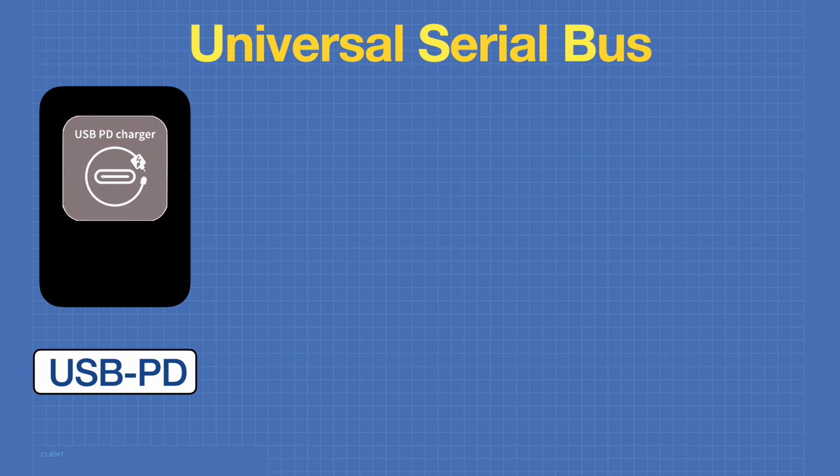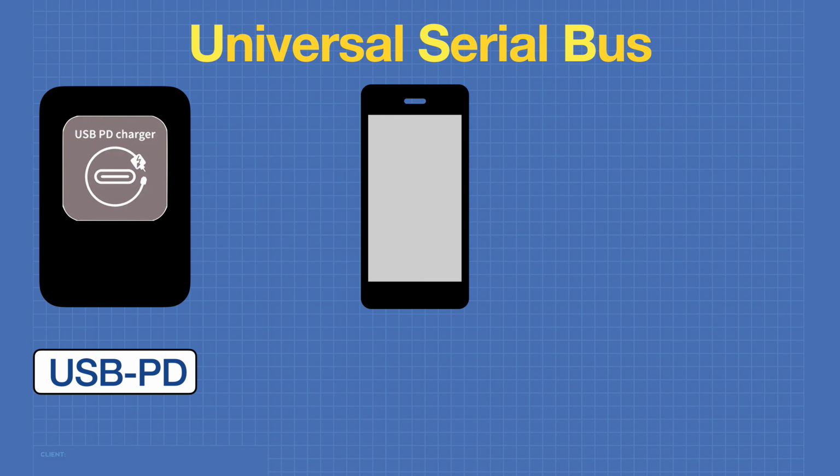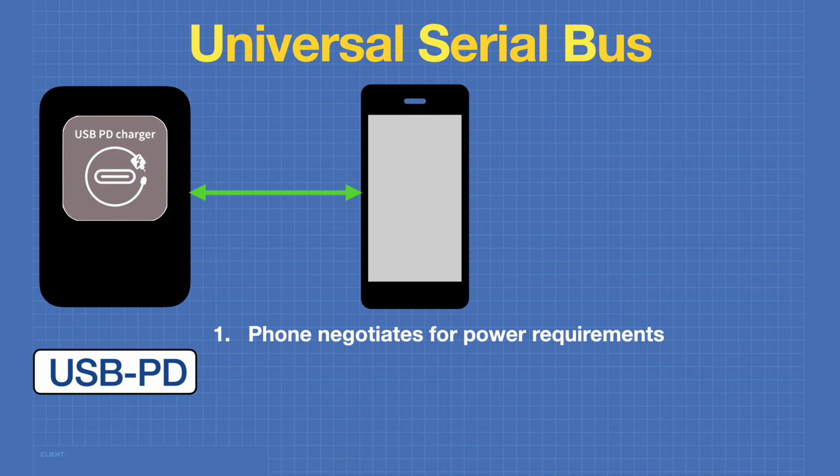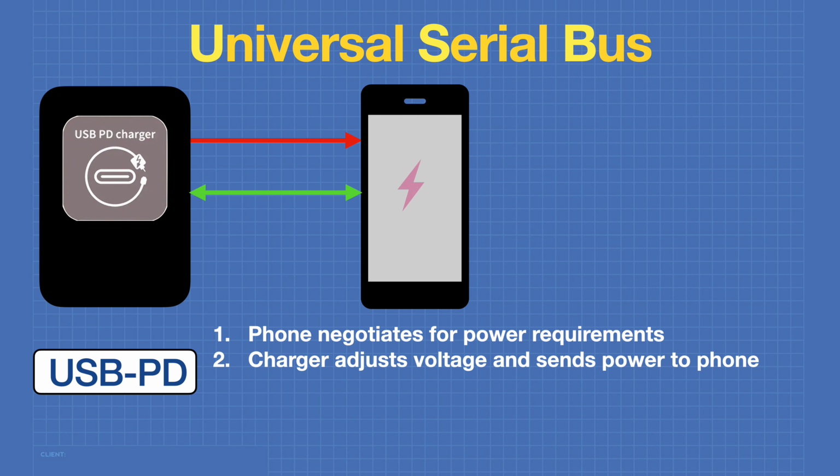Bidirectional charging works as follows. Let's say we have a phone that is connected to a USB-PD charger. The phone will negotiate with the charger to get the power requirements. Once negotiated, the charger will adjust its voltage and send the power to the phone.